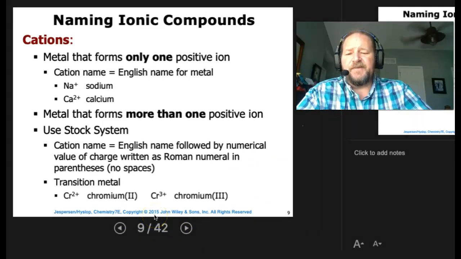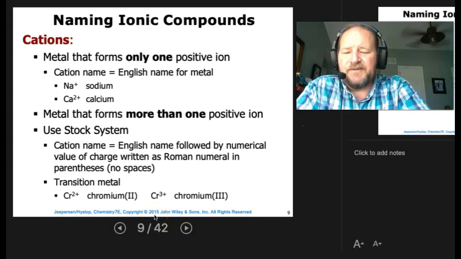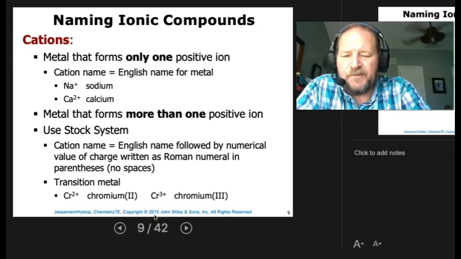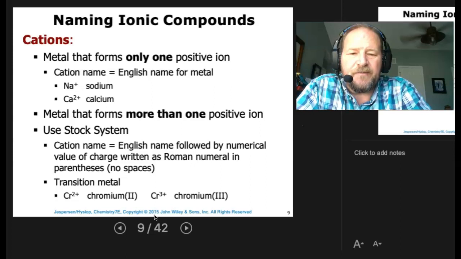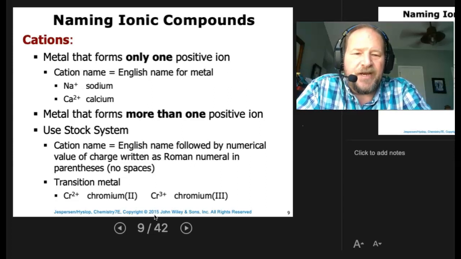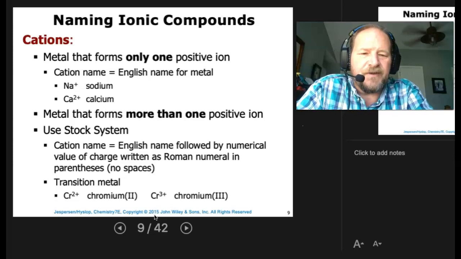So for our transition metals then, if we have chromium +2, we would say chromium 2. And we'd have the Roman numeral 2 there in parentheses. If it was chromium 3+, then we would say chromium 3. And again, it's pointing out there's no spaces there. So it'd be the name, parenthesis, charge, close parenthesis.